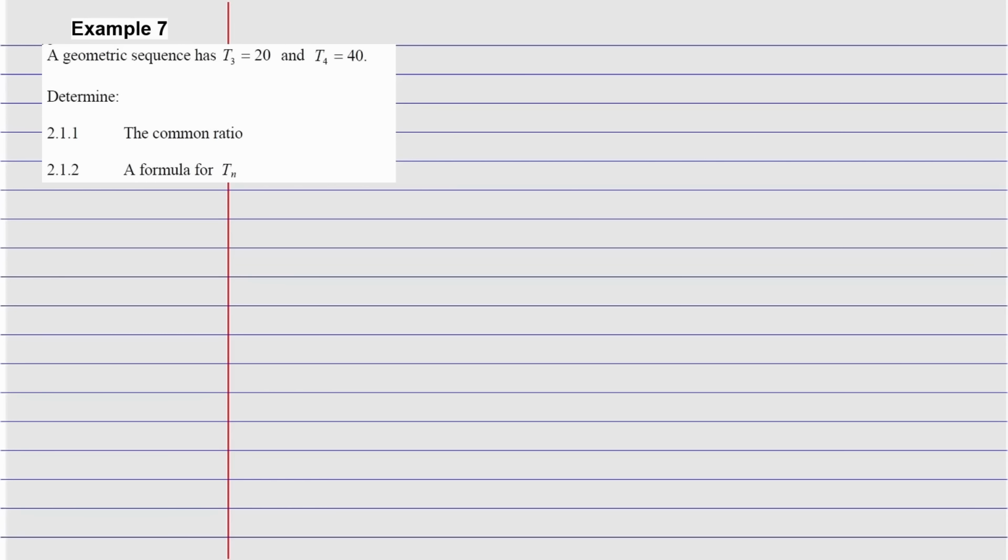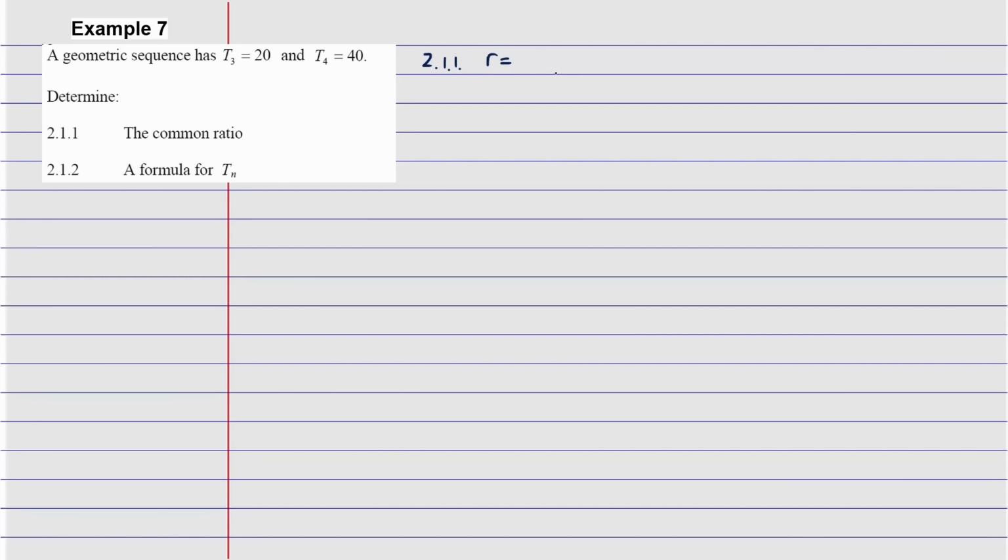So now we're going to do example 7, right? It says a geometric sequence has T3, which is 20, and T4, which is 40, right? The first one, it says determine what? Determine your common ratio, right? So 2.1.1, determine your common ratio.